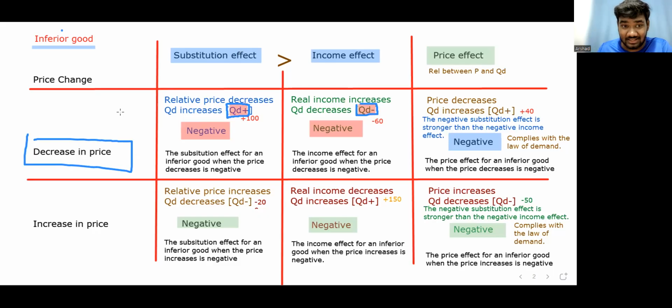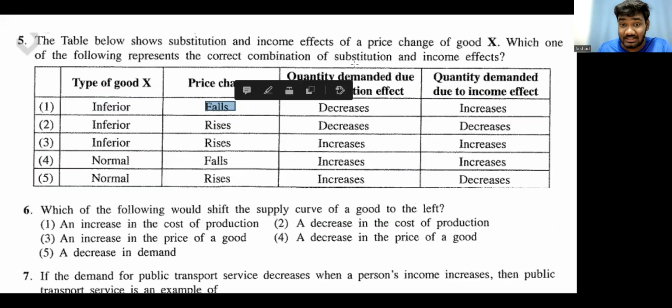The question they are saying, inferior good price fall, substitution effect, QD has to increase, right? So do you agree that this is wrong? Yes. Yeah. So we can cut that off. It's a little bit of a complex name. Now, inferior good, if the price rises, we'll go and see what happens.